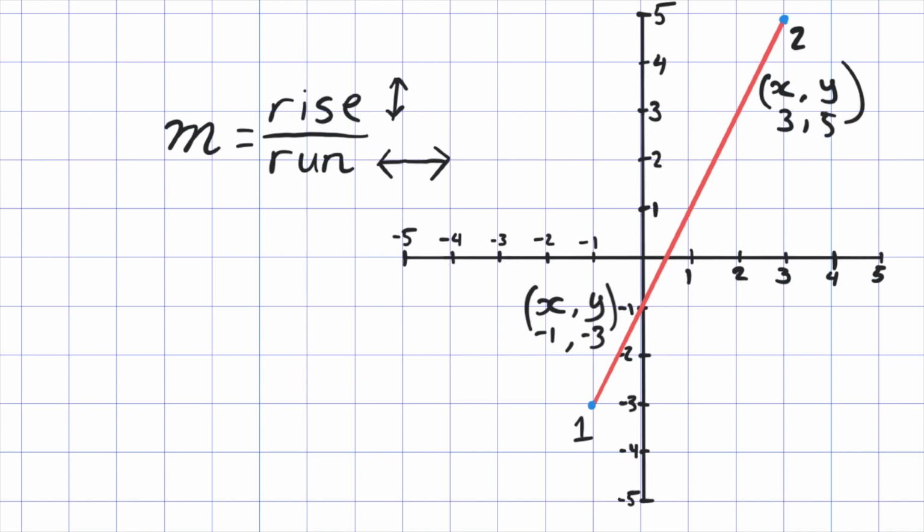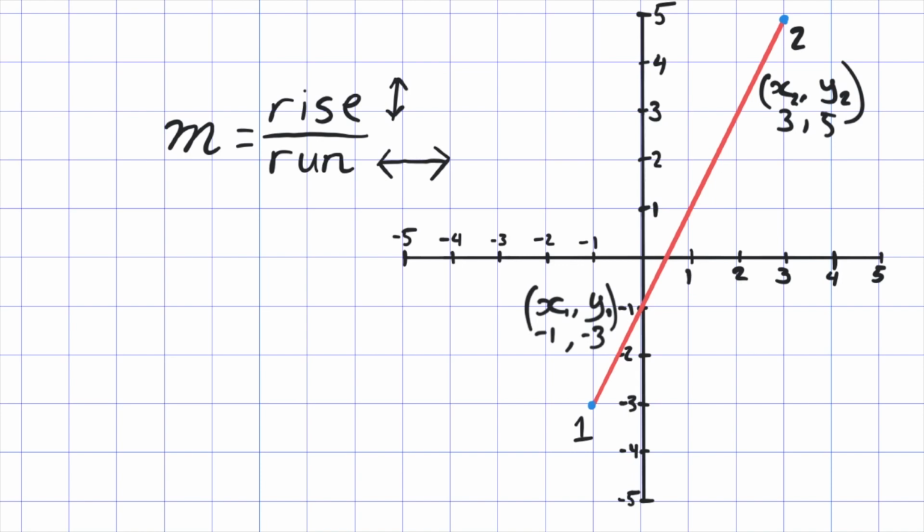So my x value for point 1 is -1. My y value for point 1 is -3. But because I have two different points, I'm going to change this up a little bit, and I'm going to say x1 and y1. And I'm going to do the same with the other point, except this time it's not going to be 1 because I'm at point 2, so it's going to be x2 and y2.